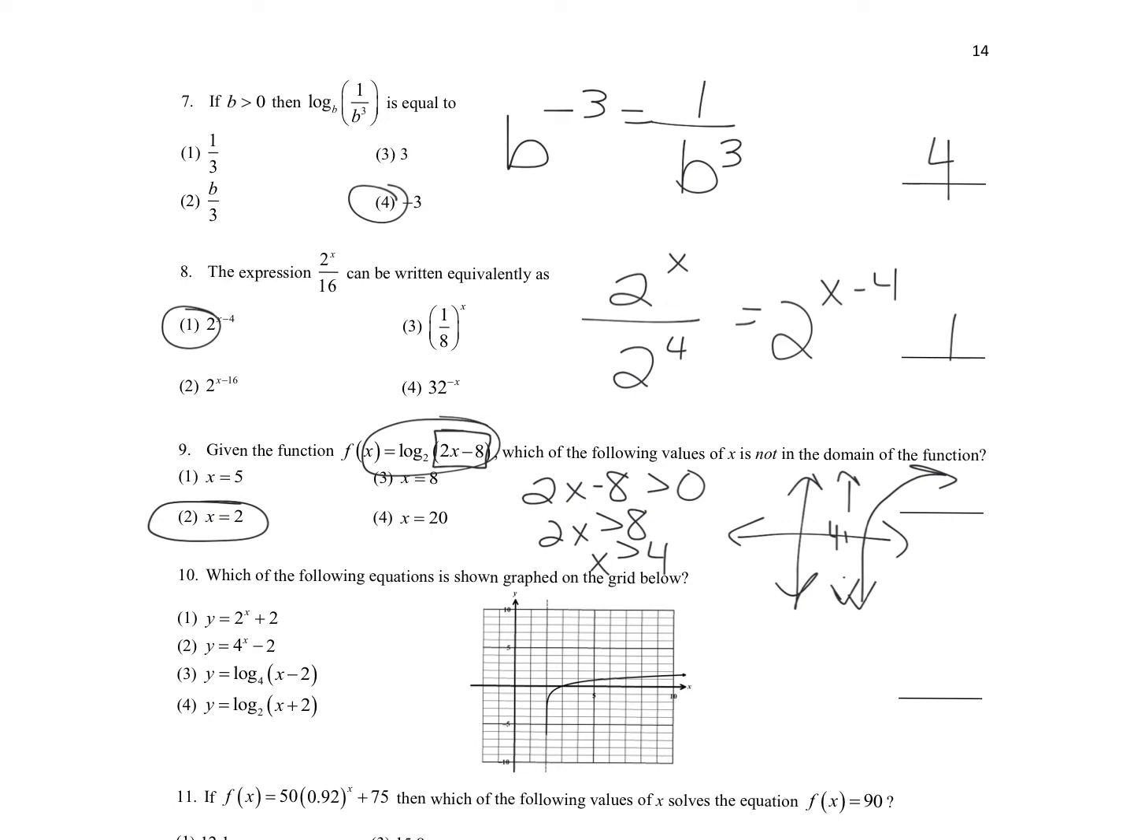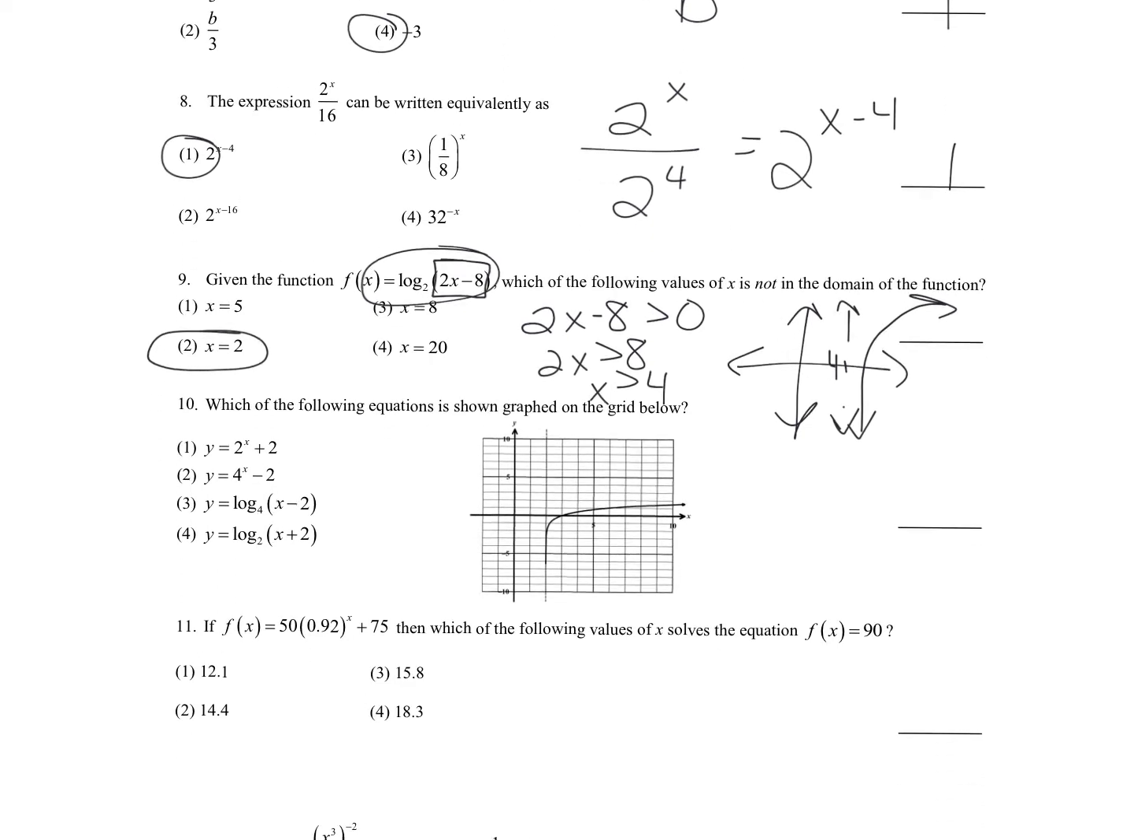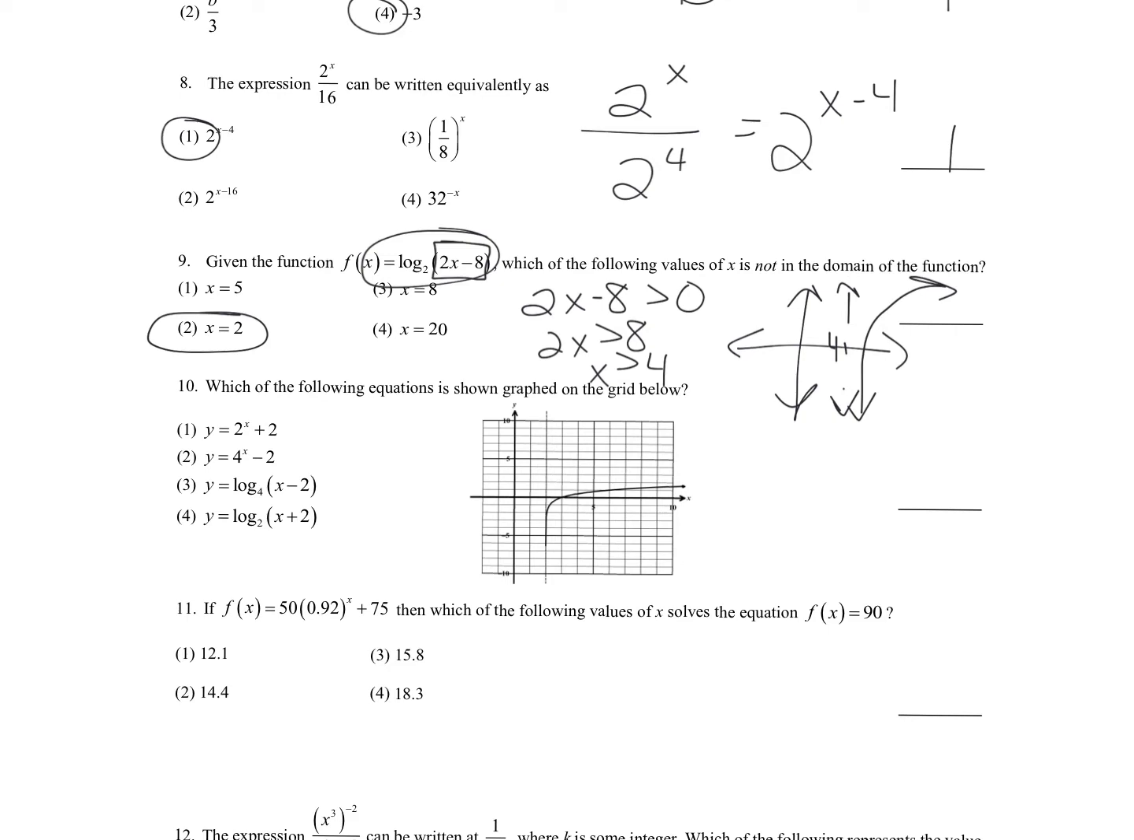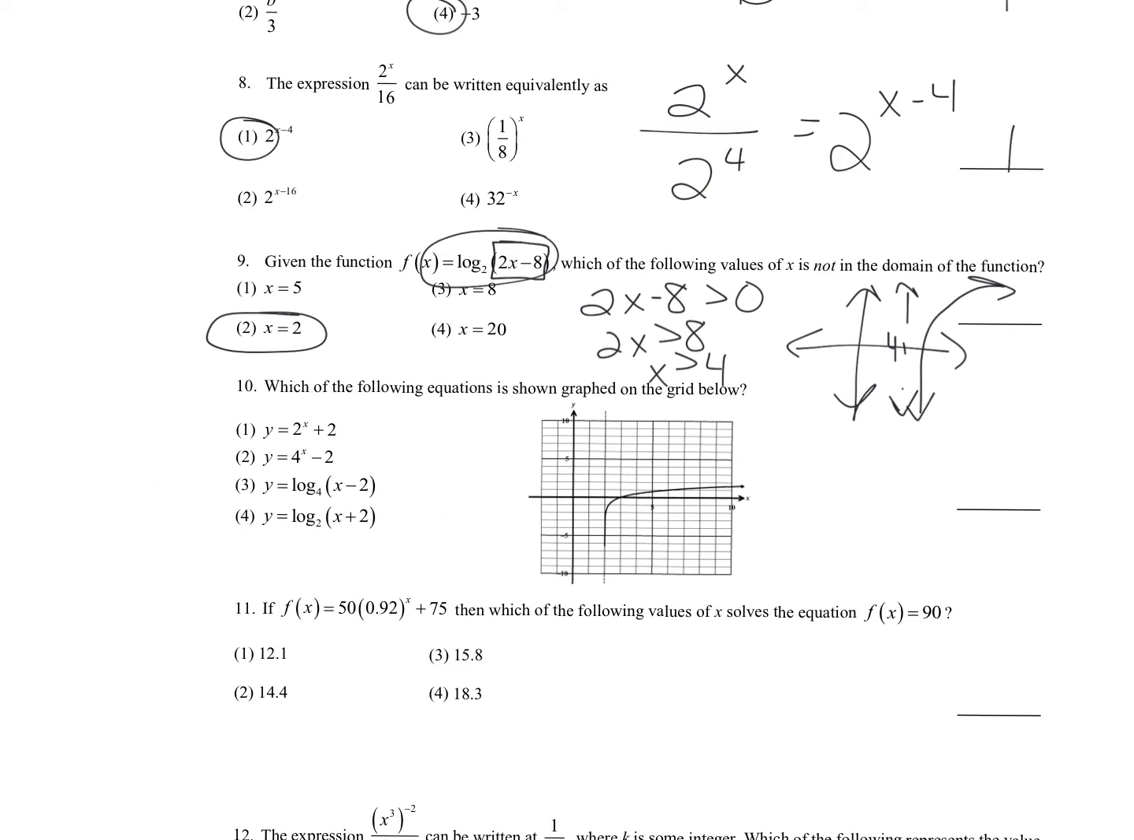The next one says, which equation is graphed on the grid below? First off, I would just graph all 4 of them. It becomes very obvious that neither of the exponential equations are correct, and we can see it does not have an exponential shape. It has a logarithmic shape. Now to get to the nitty-gritty of which equation is correct, I see this vertical asymptote at 2. For choice 3, this means my basic log graph, which should have a vertical asymptote at x equals 0, has been shifted to the right 2. So this is the correct one.